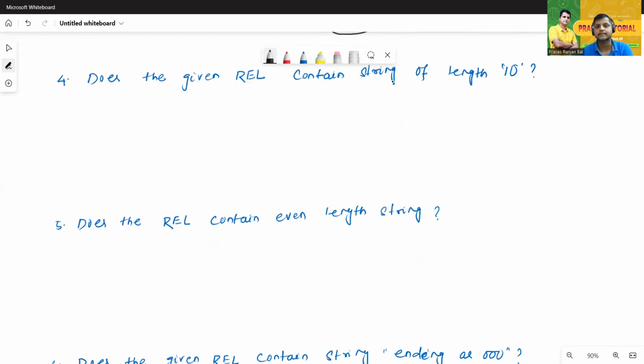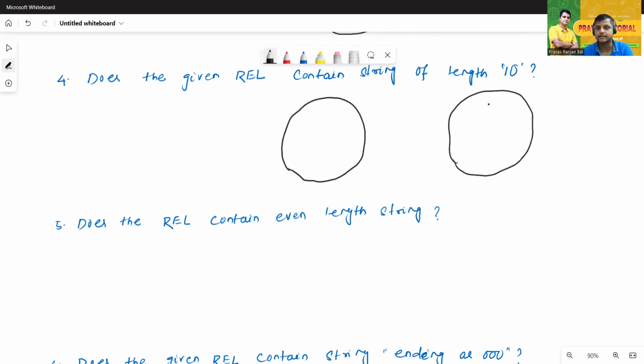The fourth one: does the given RL contain a string of length 10? Similarly, now we'll draw the domain and range. The range contains 0, 1. The domain is the set of RL. Does the given RL contain a string of length 10? That means it contains some languages L1, L2, L3, L infinity. Some of the languages may contain a string of length 10.